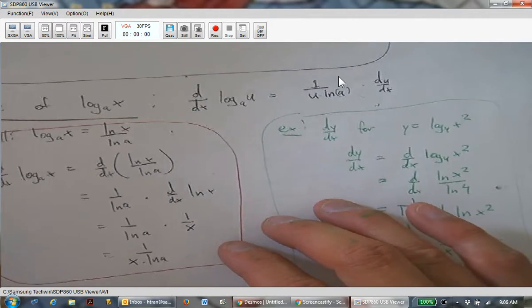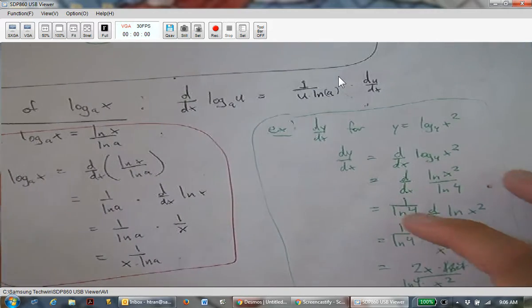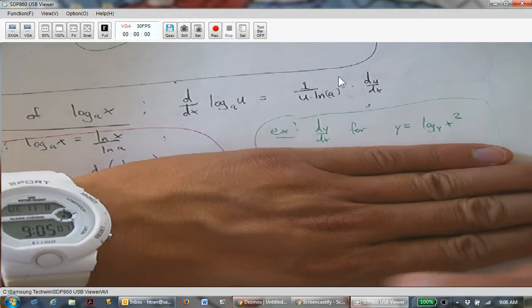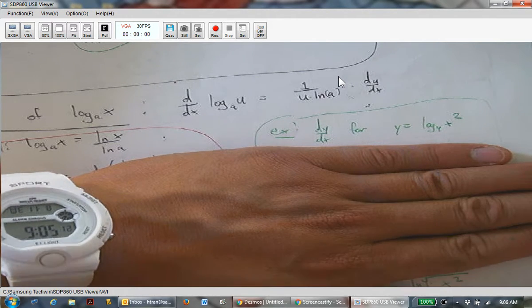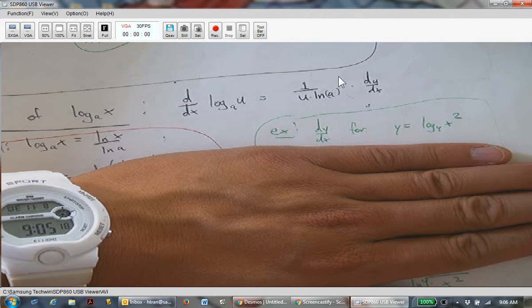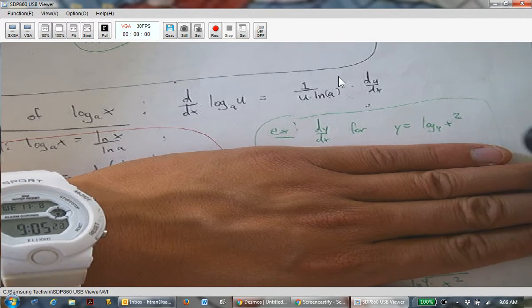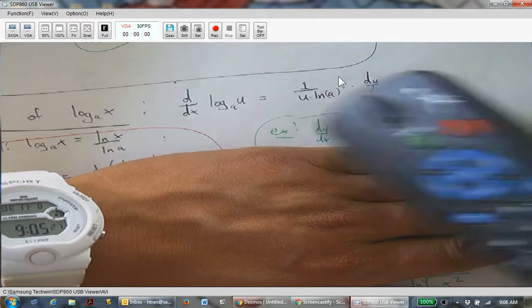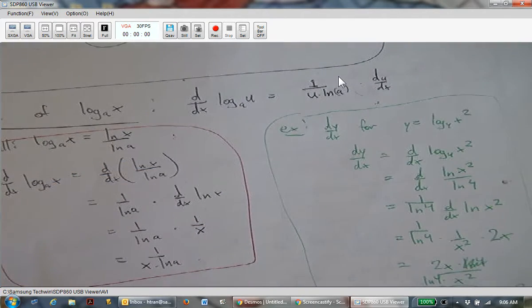All right, for this class time that I have, I'm going to give you two more examples to work with. Please find the derivative of log base 4 of x squared with this formula here. Please find the derivative function for this right-hand function right here.